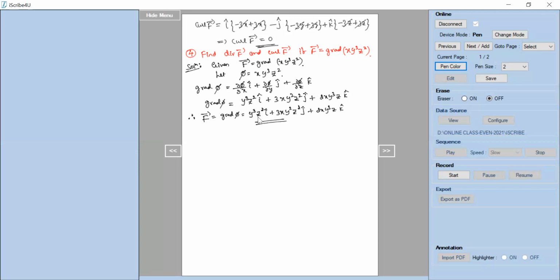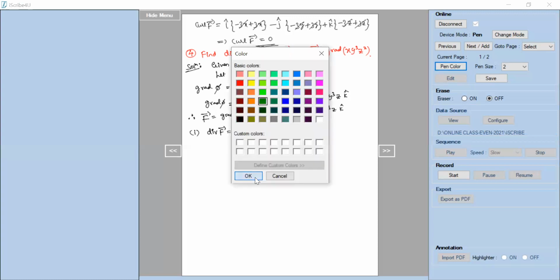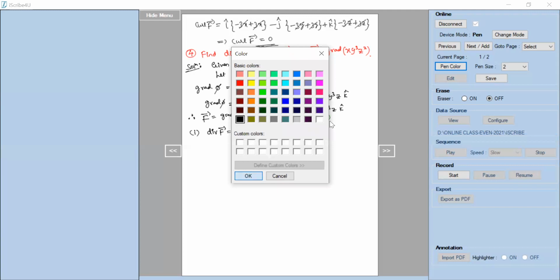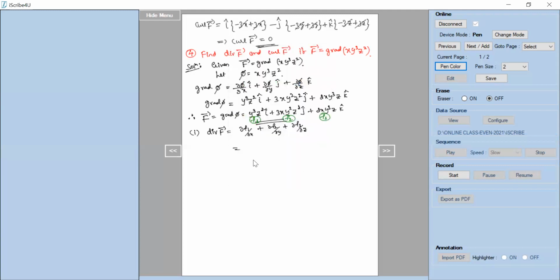Right. So once you get vector F, like the last problem, I can find div and curl of this. The first thing is div F. We know div F is ∂f1/∂x plus ∂f2/∂y plus ∂f3/∂z. As we know, f1 is the i coefficient, so this is our f1, this is our f2, and this is our f3. Let us differentiate f1 partially with respect to x, f2 partially with respect to y, and f3 partially with respect to z. We get the divergence.